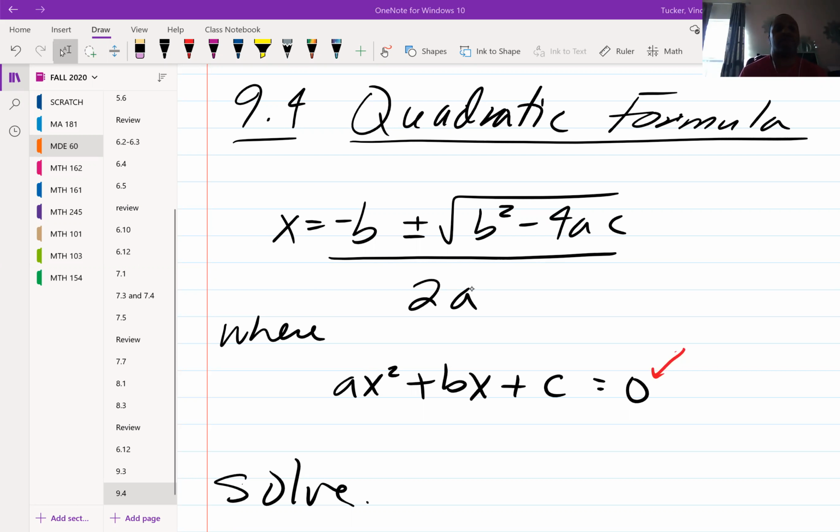9.4 quadratic formula. The quadratic formula is x equals negative b plus or minus the square root of b squared minus 4ac, over 2a. And that a, b, and c, remember we talked about last class, comes from your quadratic equation, wherein a is in front of x squared, b is in front of x, c is your constant term. And don't forget, one side has to be set equal to 0 before you can pick out what number is which for you.